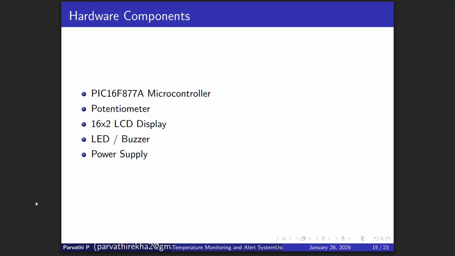A 16x2 LCD is used to display the temperature value in real time. An LED or buzzer is used as an alert indicator when the temperature exceeds the threshold value. Resistors and the connecting wires are used for proper interfacing, and a regulated power supply provides stable voltage to the circuit.